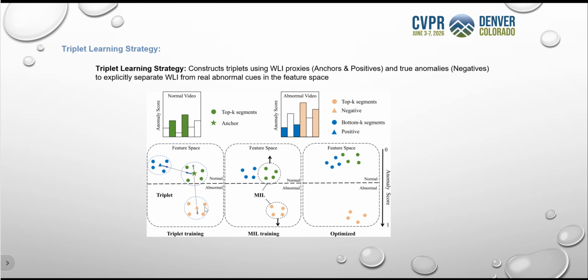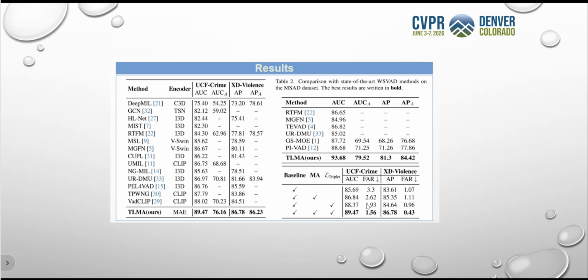By optimizing our dynamic margin-based triplet loss, we force the model to pull these WLI segments together in the feature space, while explicitly maximizing their projection distance away from the true negative anomalies. Combined with the standard MIL ranking loss, our joint loss collaboratively refines the decision boundary, mapping WLI safely back into the normal distribution. We validated TLMA on 3 major benchmarks: UCF-Crime, XD-Violence, and MSAD.